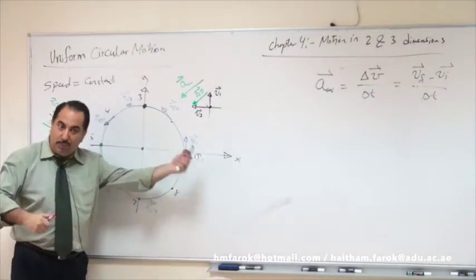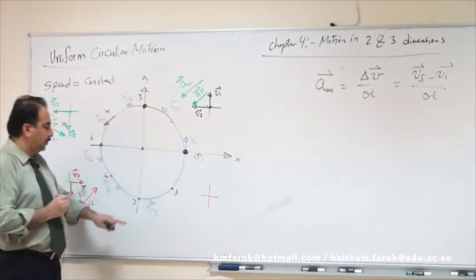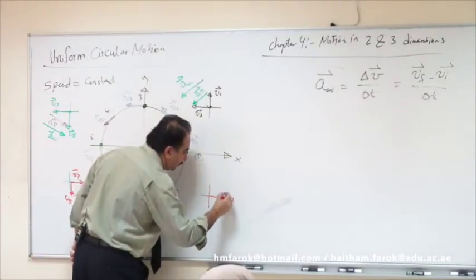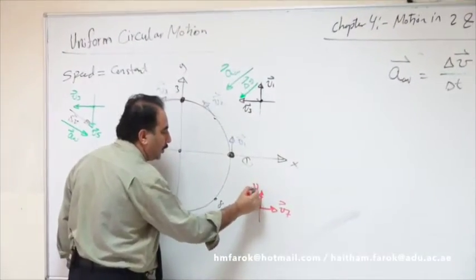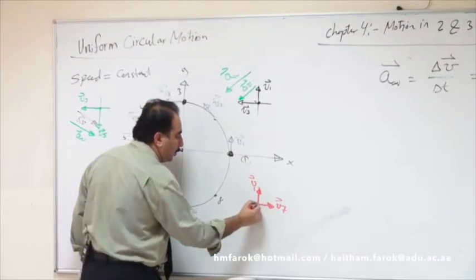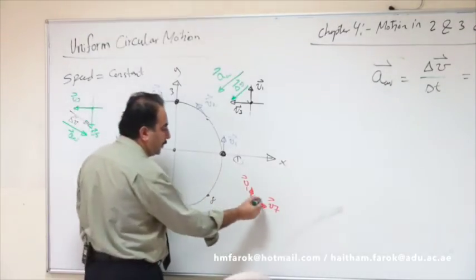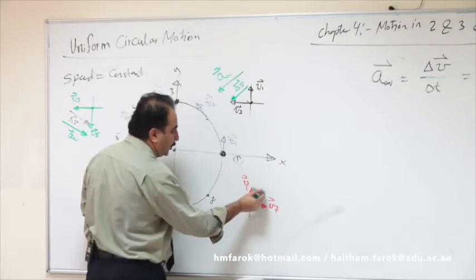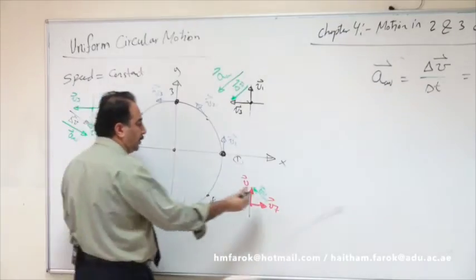Seven to 1, back to 1. Initial 7, final 1. Where is the delta? From 7 to 1. So where is the acceleration? Parallel to it.